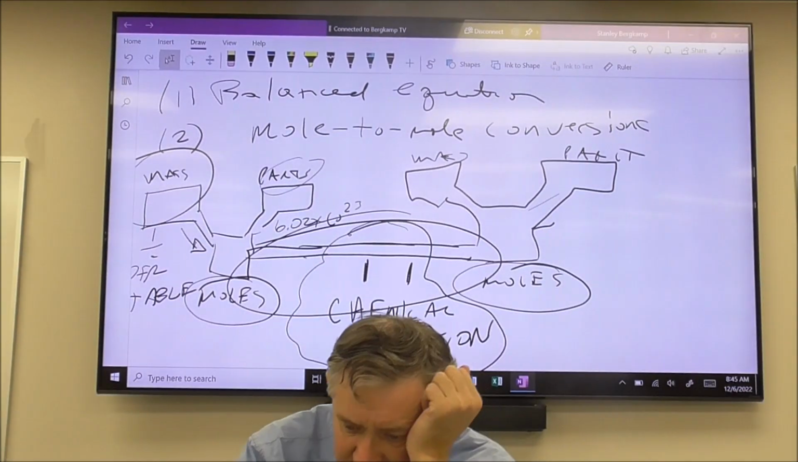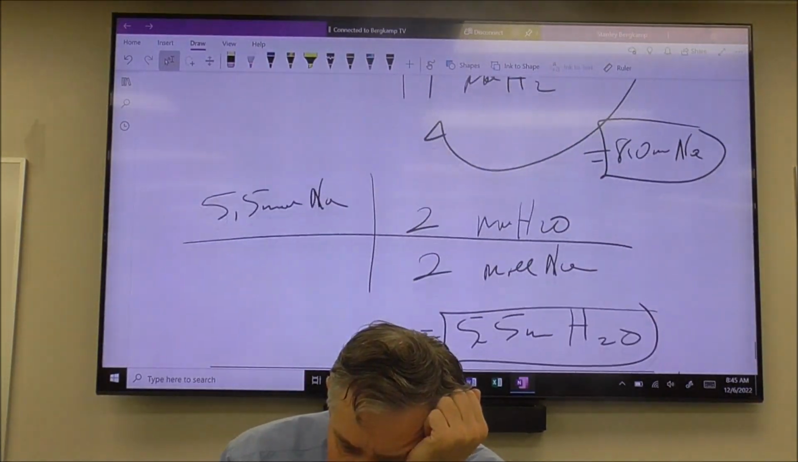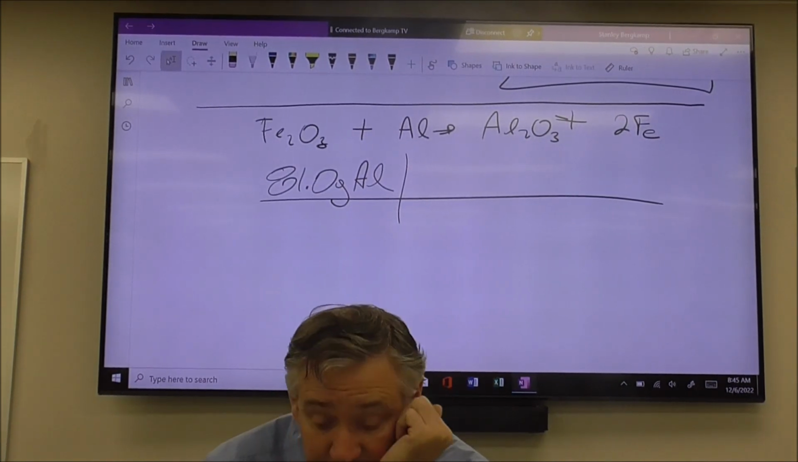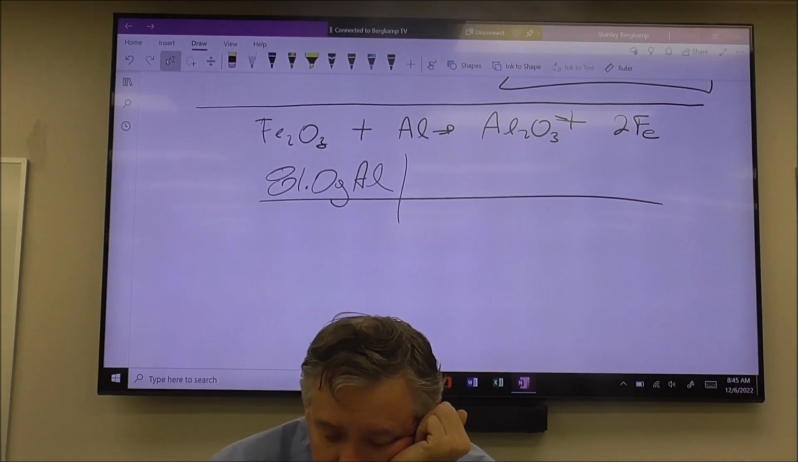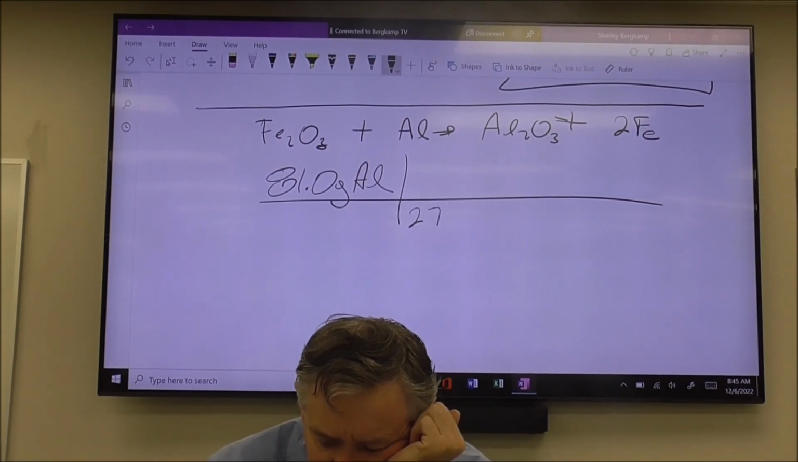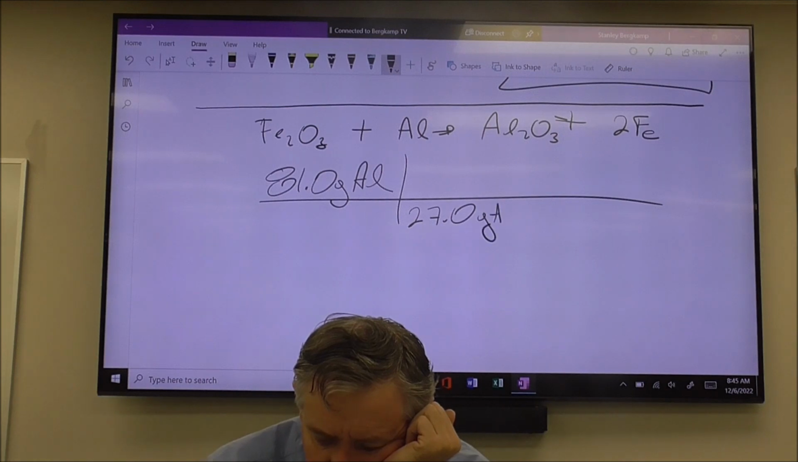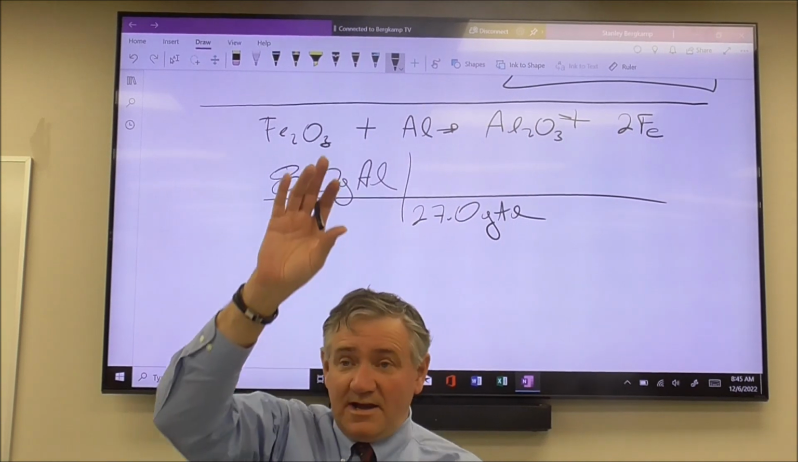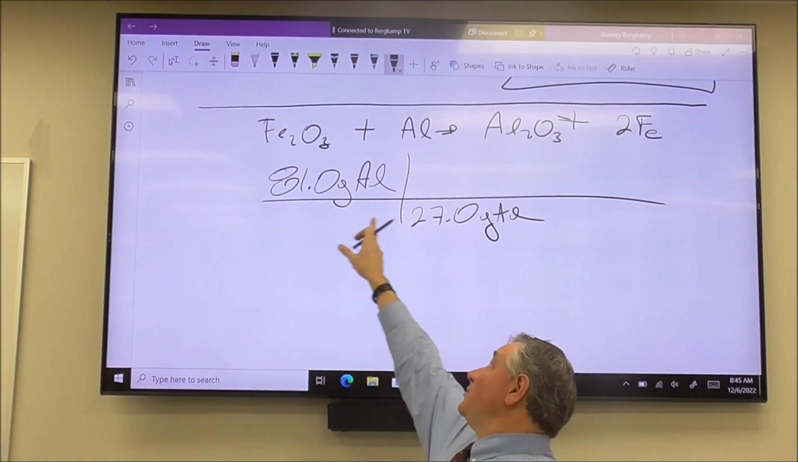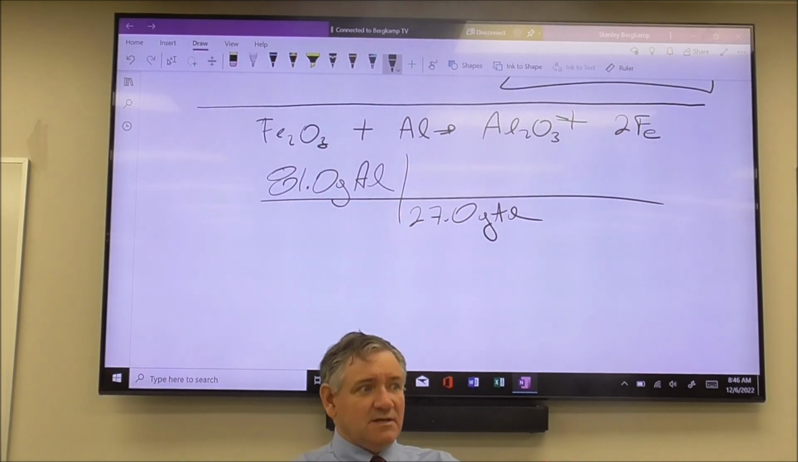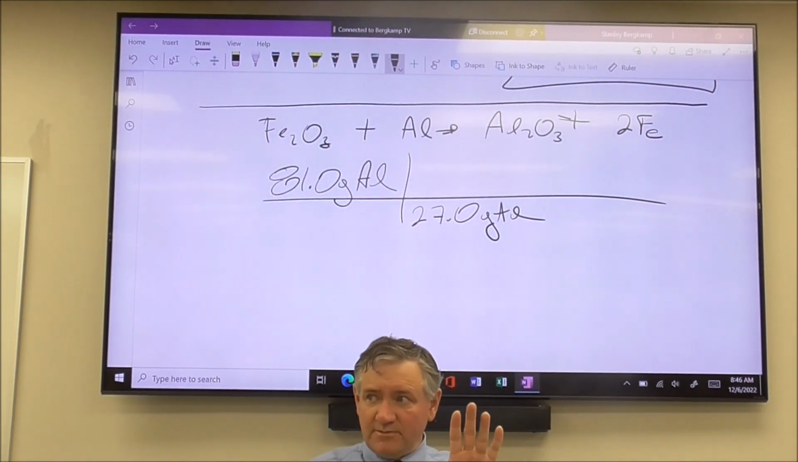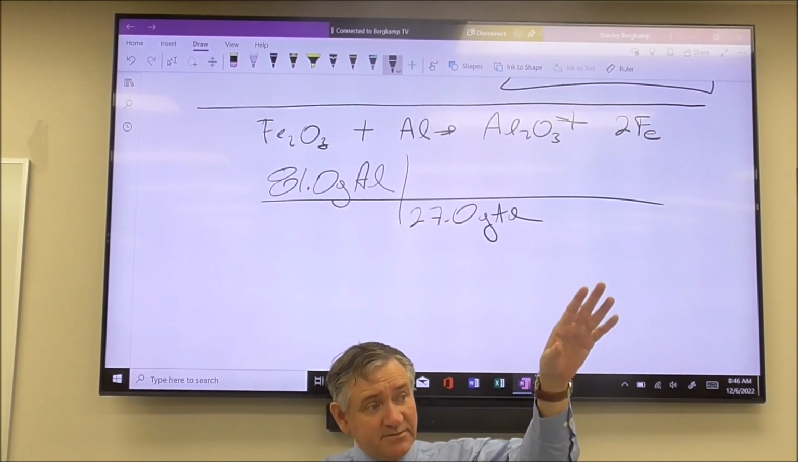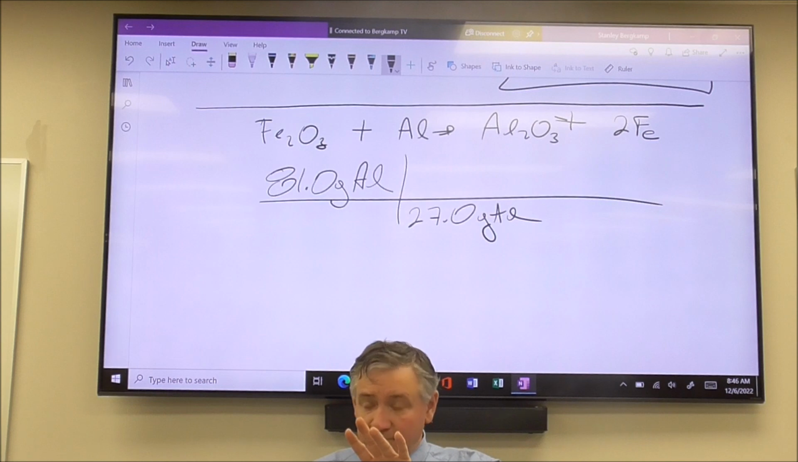So, in this situation, I've got 81 grams of aluminum. What's the molar mass of aluminum? 26.98, so we'll just call it 27.0. Now, here's the deal. Again, I've got grams of aluminum. The only thing I can put down here is grams of aluminum, that's all I can do. I can't do grams of aluminum oxide. I can only go grams of aluminum into grams of aluminum.